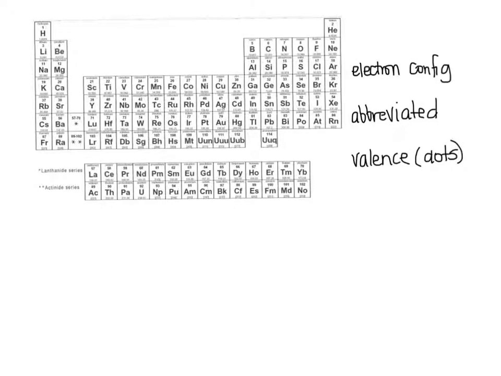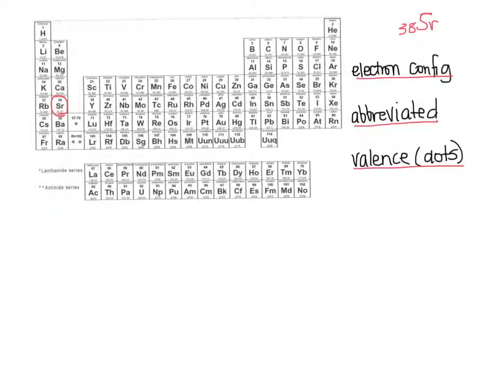Okay, so before we move on, just a quick reminder of the different things that you can be asked to do with an element on the test. So let's say that we were going to do strontium, Sr. So this is number 38. For strontium, you could be asked to write the electron configuration. You could be asked to write the abbreviated electron configuration. You could be asked to write the electron dot structure for it. And you could be asked also to draw the orbital diagram for it, which is the one with the arrows, which I'm not going to do right now.